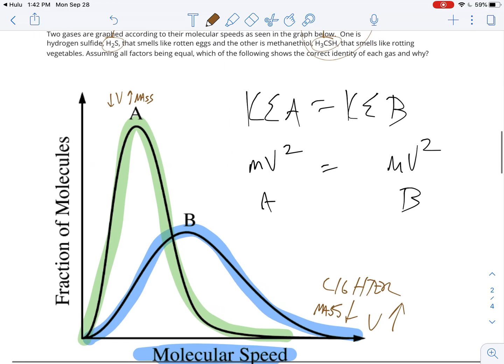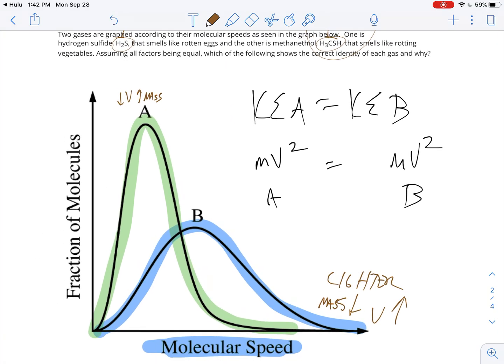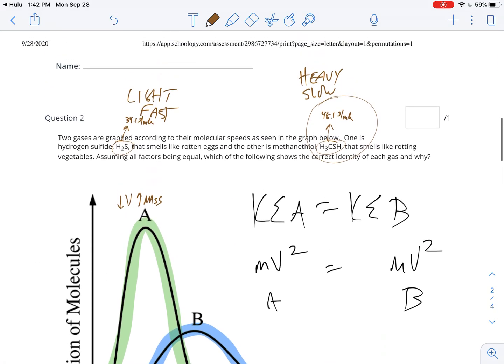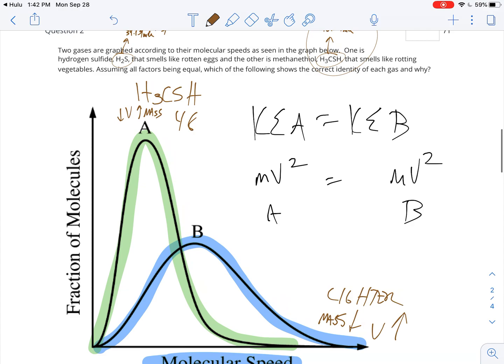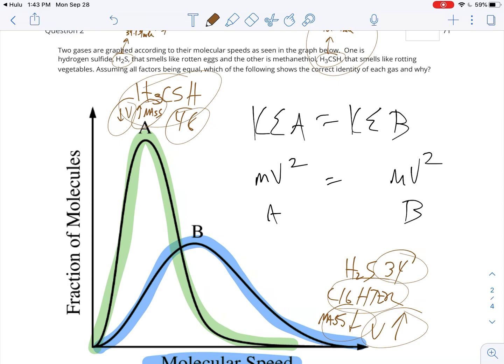So now what you do is you compare them. So the one that's the lower velocity is the higher mass. So that looks like this is your H3CSH because it has a mass of about 48, whereas B is a lower mass and so a higher velocity, so that should be your H2S, which has a mass of about 34. So if 34 is lighter, lower mass, higher velocity, the 48 is a higher mass, lower velocity for this guy here.